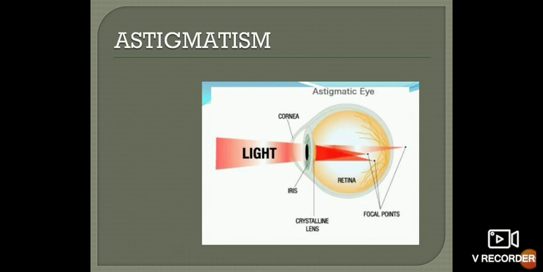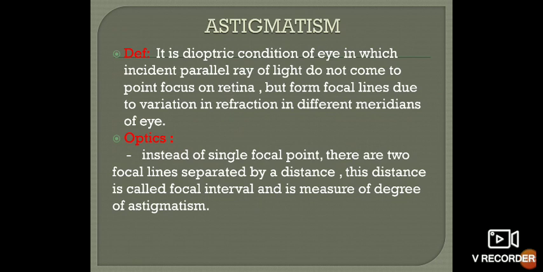Refractive errors are myopia, hypermetropia, and astigmatism. Remember. So we will see astigmatism. So what is astigmatism? Astigmatism can be defined as a dioptric condition of the eye in which the incident parallel rays of light do not come to a point focus on the retina, but form a focal line due to variation in the refraction in different meridians of the eye.